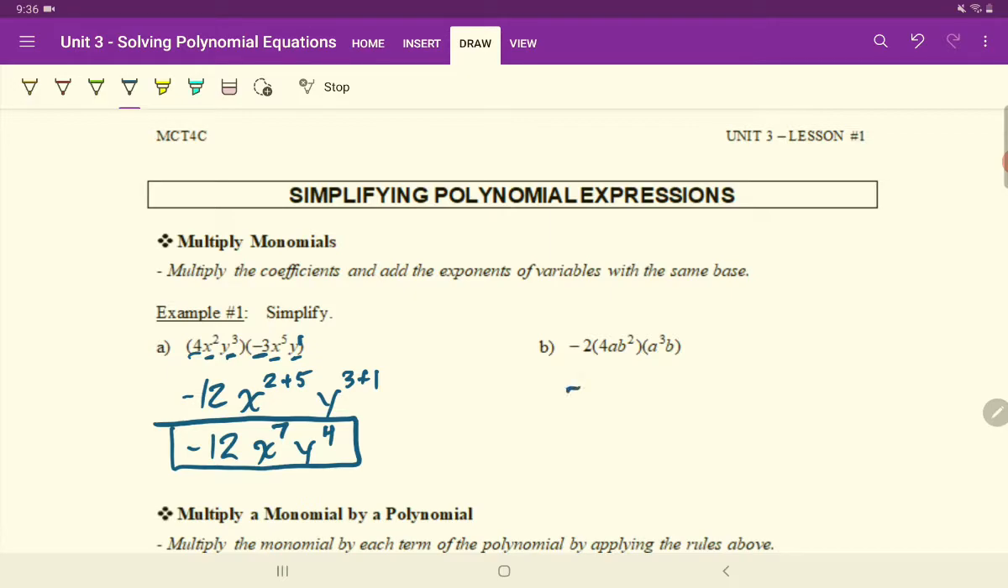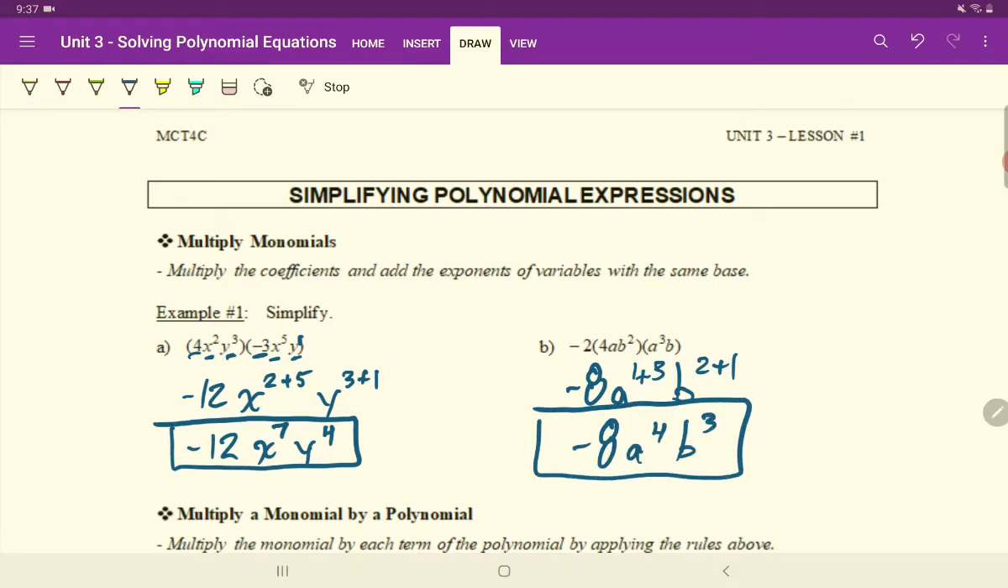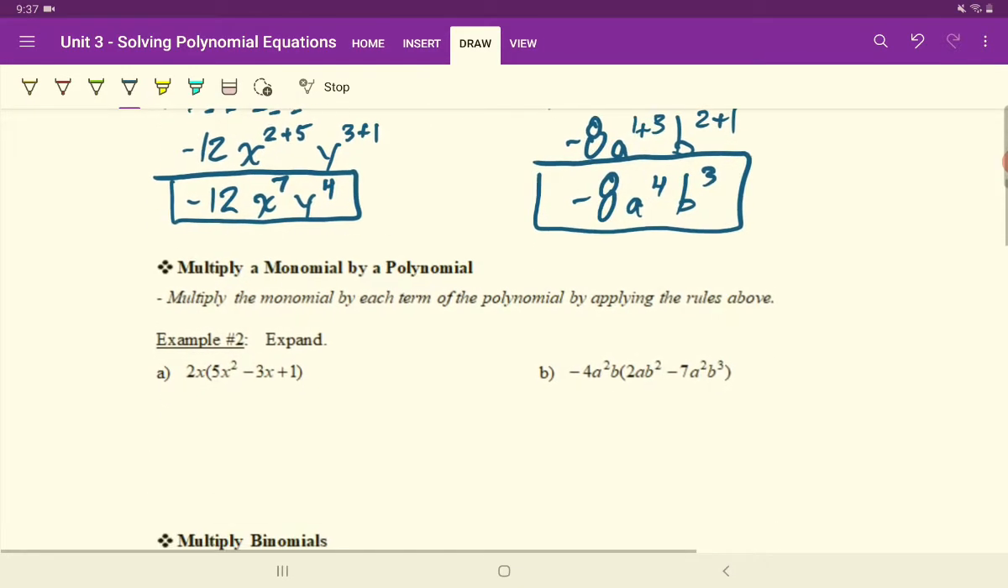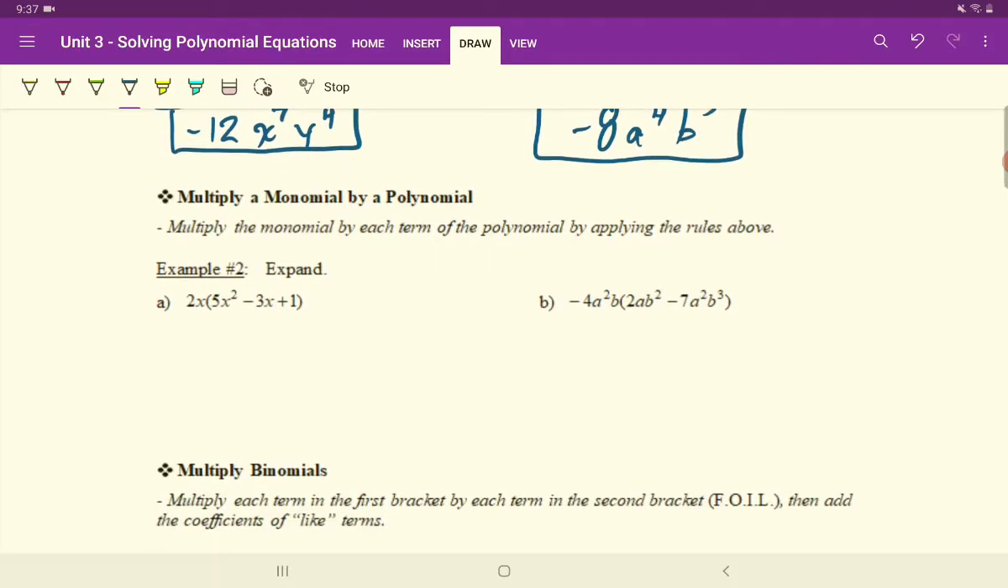We end up with negative 8. Now I have a to the power of 1 plus 3, b to the power of 2 plus 1. Okay, negative 8 times a to the power of 4 times b to the power of 3. All right, now here we'll be using distributive property because of our minus sign and our plus sign. So you can see the difference there.